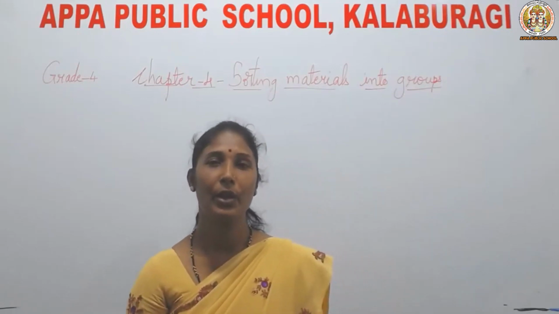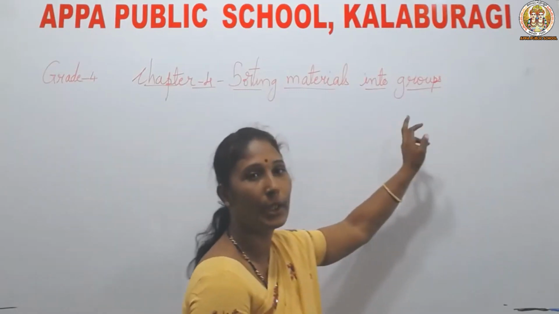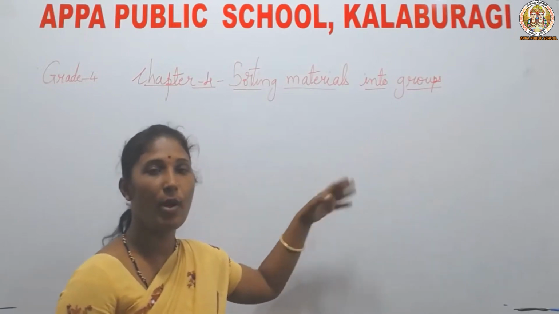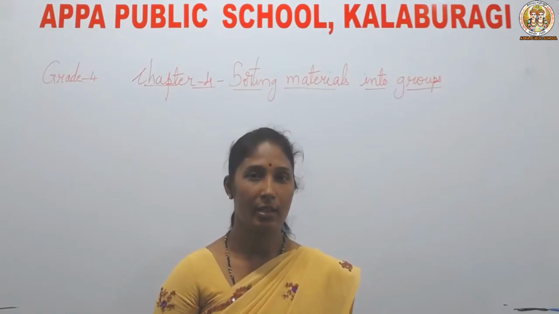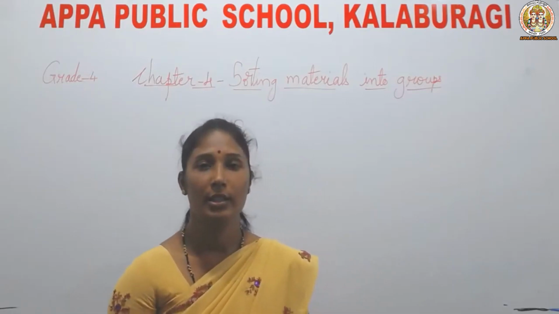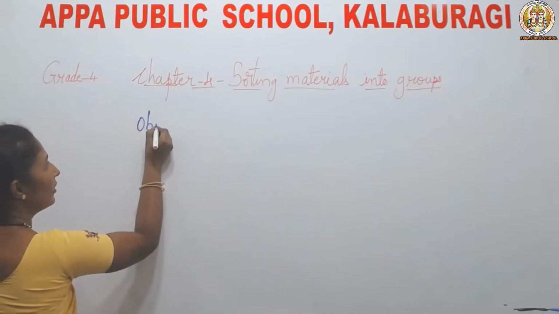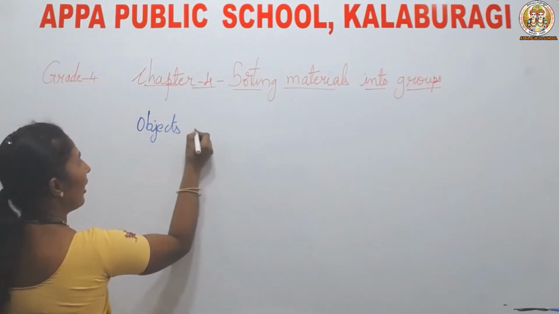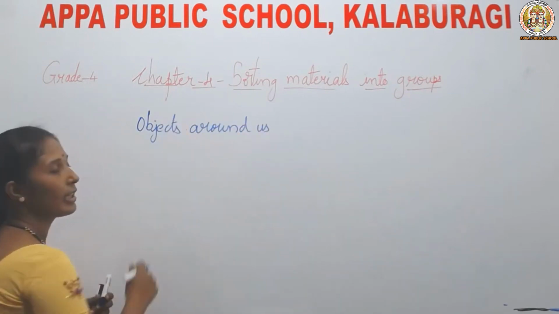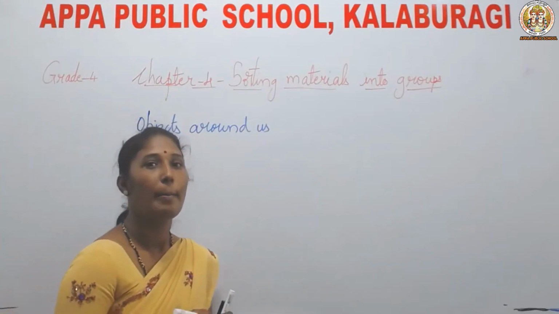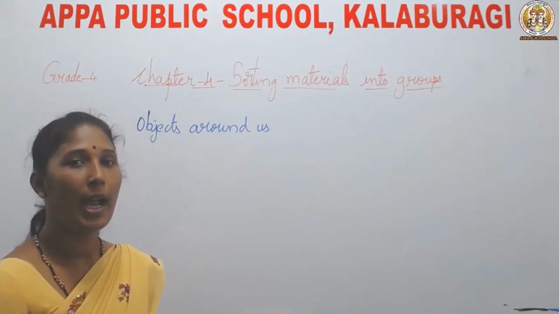Today we'll continue the fourth chapter, that is sorting materials into groups. Before we start the lesson, let us recall what we learned in the last class. We learned some topics. The first topic we learned was objects around us. In this topic, we made groups depending upon their color, shape, and uses.